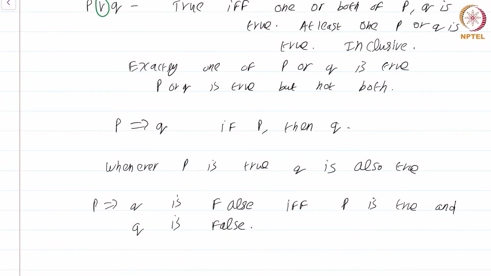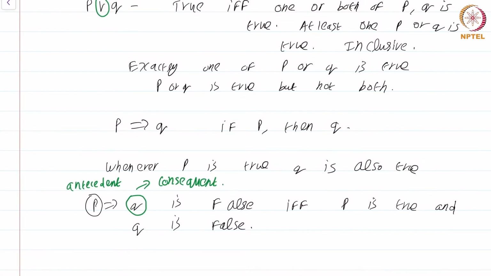So the statement P is also called the antecedent, whereas the statement Q is called the consequent. There are several ways to read this. Q follows from P. If P then Q. P implies Q.